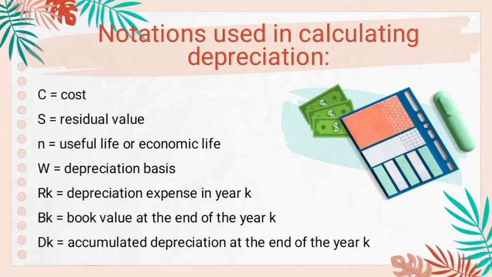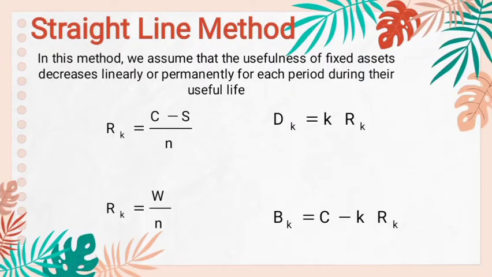Straight line method. In this method, we assume that the usefulness of fixed assets decreases linearly or permanently for each period during their useful life. RK equals C minus S divided by N, or RK equals W divided by N, DK equals K multiplied by RK, BK equals C minus K multiplied by RK.